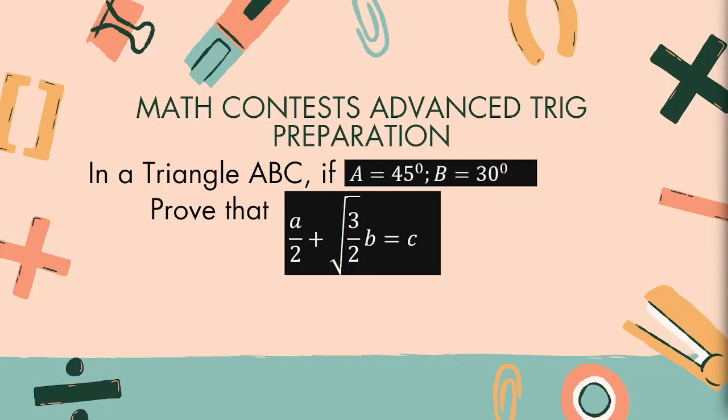In today's video, we're going to be solving an advanced trig problem that will help you on math contests. The trig problem states that in a triangle ABC, if angle A equals 45 degrees and angle B equals 30 degrees, prove that side a over 2 plus side b multiplied by root 3 over 2 is equal to side c. So let's get started.